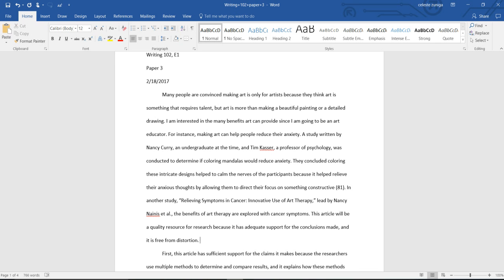So her very first sentence seems to be her thesis, but it is really weak and passive. I believe her thesis statement could have been stated stronger, and it is stated stronger in other places throughout the semester. She writes, "Many people are convinced making art is for artists because they think art is something that requires talent, but art is more than making a beautiful painting or a detailed drawing." Okay, so I don't think anyone would disagree with this, that art is more than the process of creation, right? We can all say to ourselves, yeah, it has an audience.